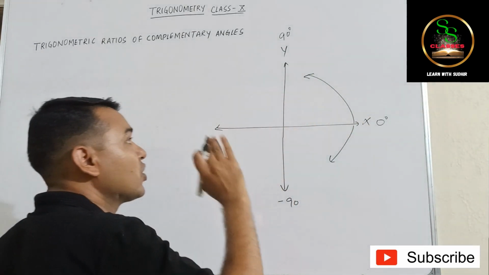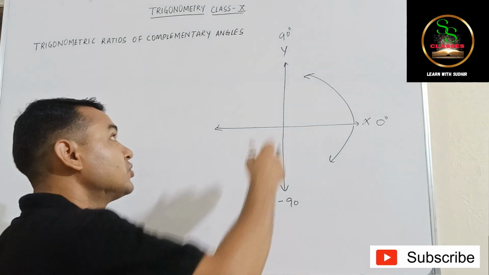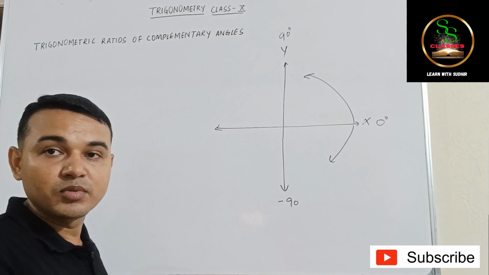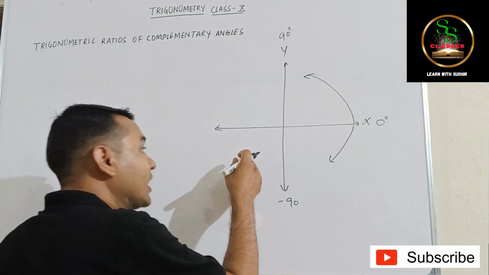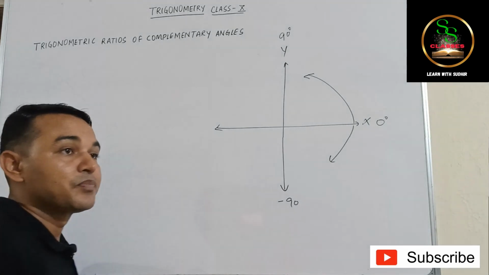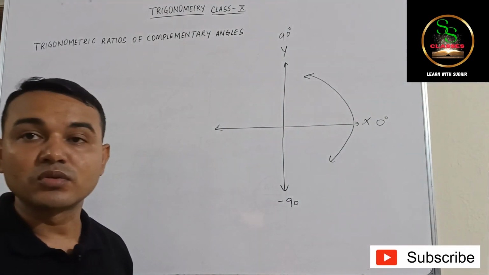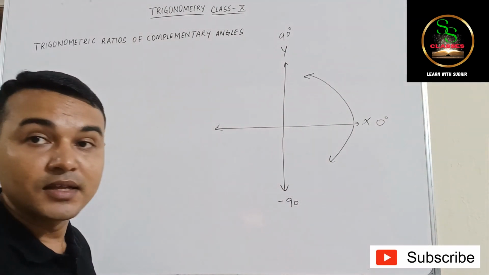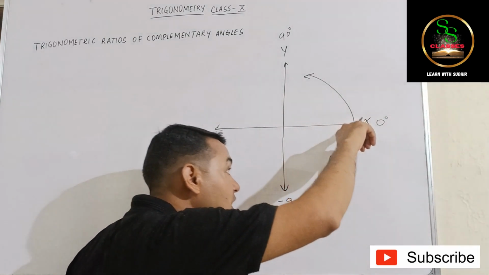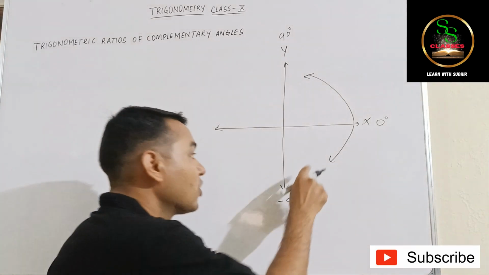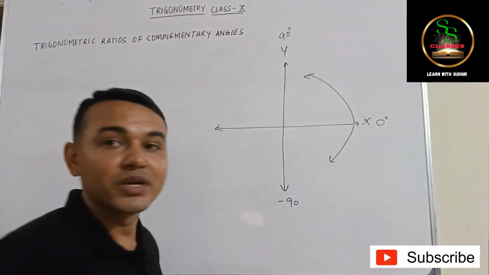In the first quadrant, we all know all trigonometric ratios are positive. If we are moving in the second quadrant, we all know sin and its reciprocal cosec are positive. And in the third quadrant, it is tan and cot. If we are moving in the fourth quadrant, it is cos and sec. Similarly, if we are moving in a clockwise direction, then we will get first cos. So cos is positive here.